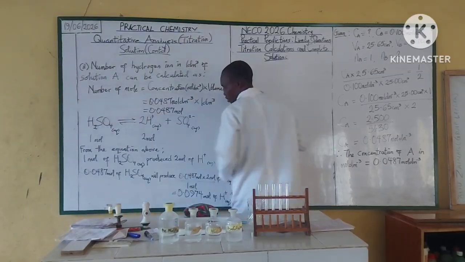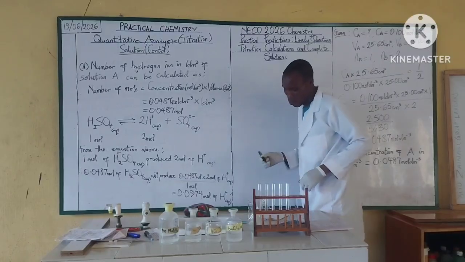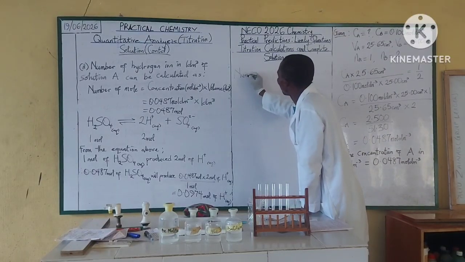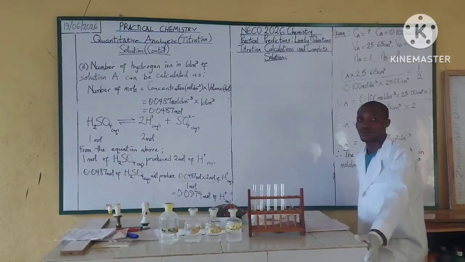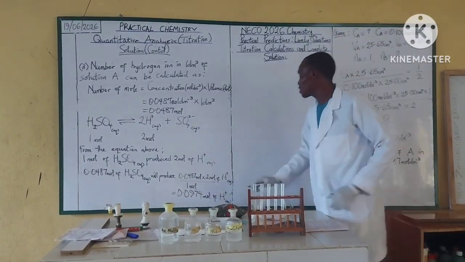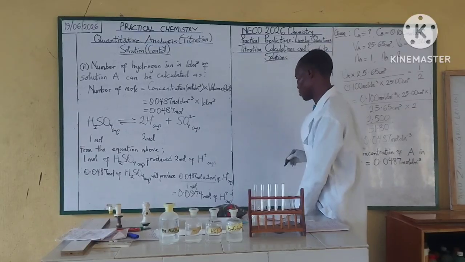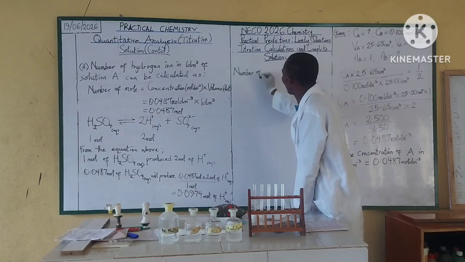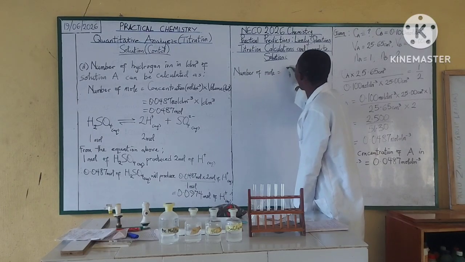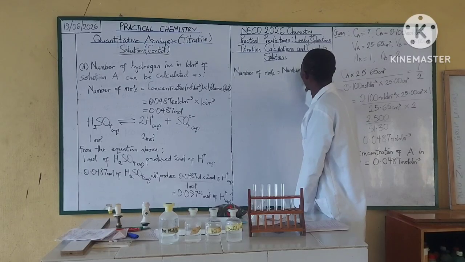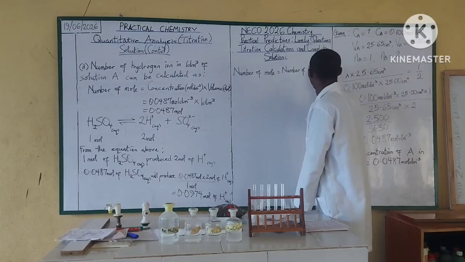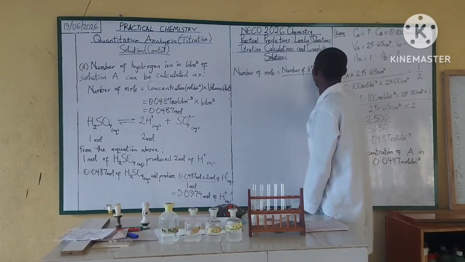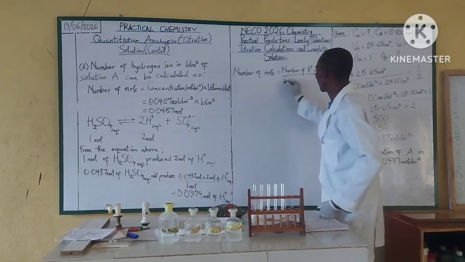Now we can also say number of mole. Having obtained this, number of mole is equal to number of hydrogen ion over Avogadro number.